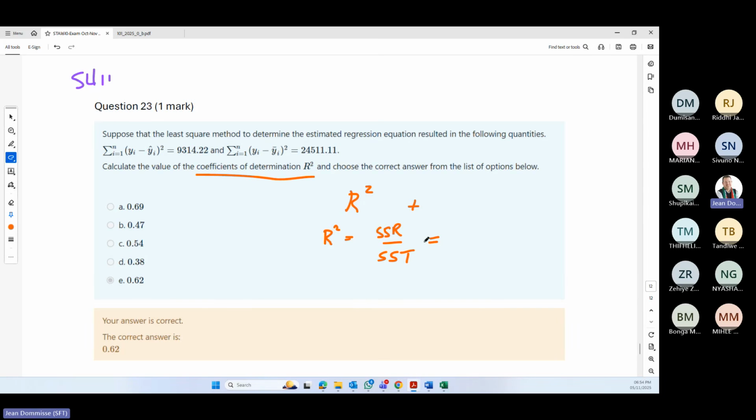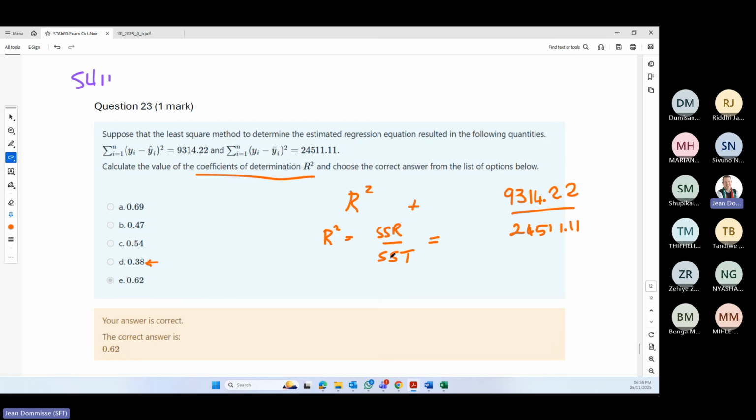So let's just quickly do this. If you just divided those two, which is not right. So if you did that, you would have gotten that one. So that is not correct.